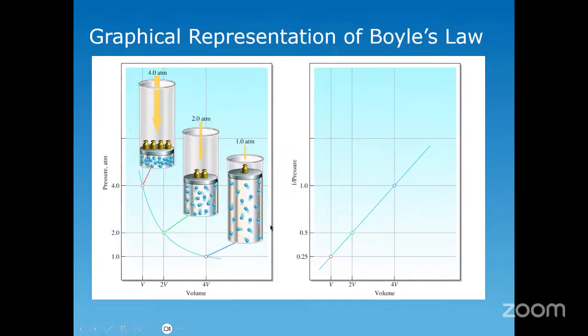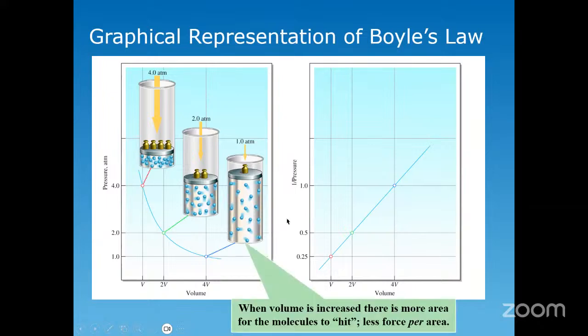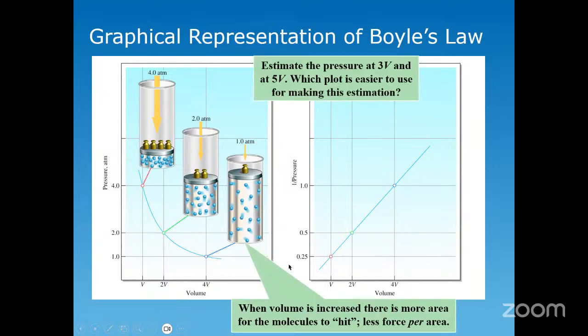Now, the graph on the right is showing you a plot of 1 over pressure versus V. And you'll notice it's a straight line. That's because Boyle's law says PV is equal to a constant. So if you rearrange this, you get V is equal to K times 1 over P. Let me rewrite this here.